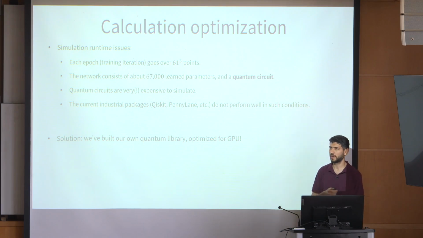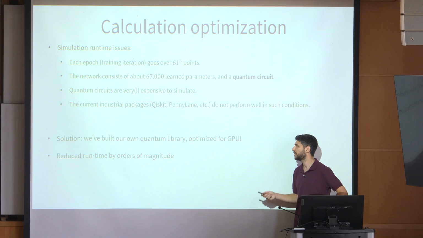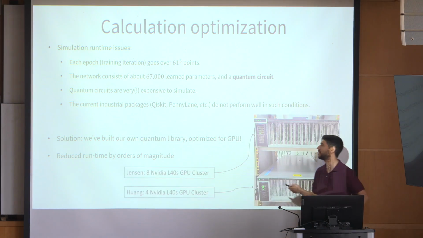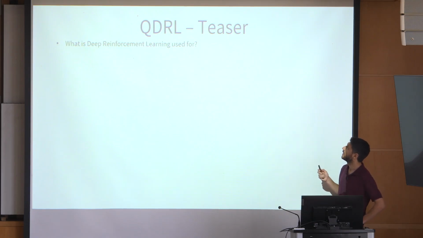I hope it will be very soon open source and everybody can use it. It was optimized for GPU using PyTorch. And we reduced the runtime by many orders of magnitude, which made it 1.7 days to run the QPINNs, but it's much better than never ending in CPUs. Those are Jensen and Huang, which are 2 GPUs in our clusters in our lab. OK, so just a small teaser for the QDRL.